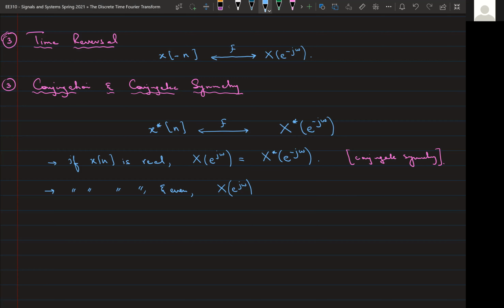Hamza? X conjugate of e raised to j omega, which basically means what? That the Fourier transform is real, and so on and so forth. And if x of n is real and odd, the Fourier transform is purely imaginary, right? And so on and so forth. So similar things that we've done earlier, right?